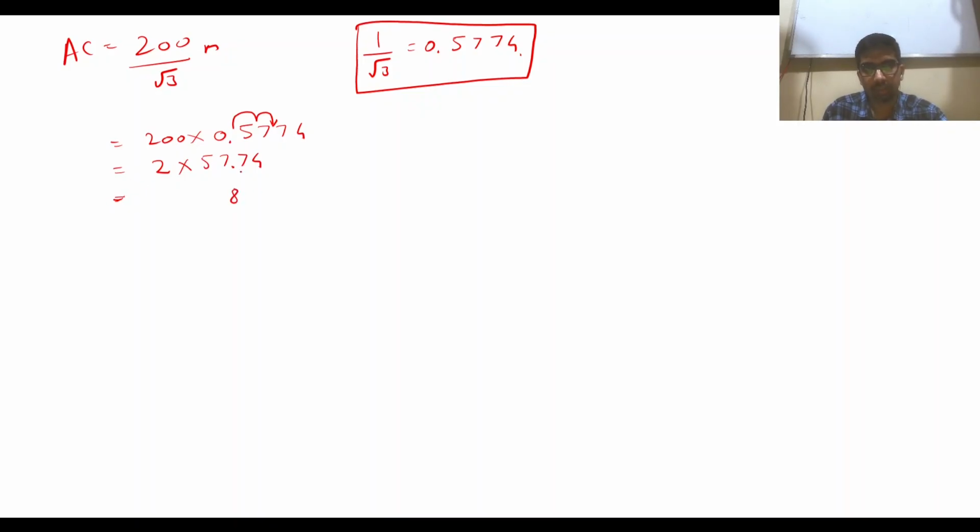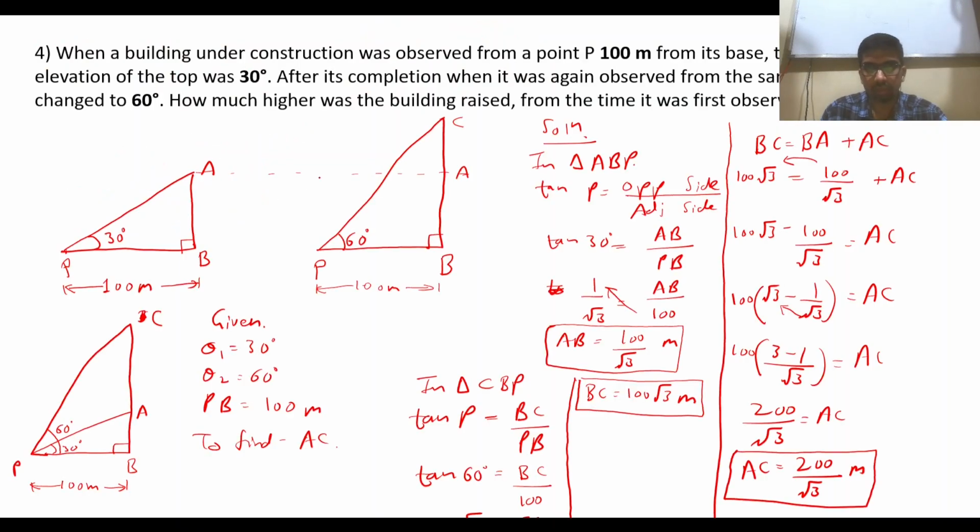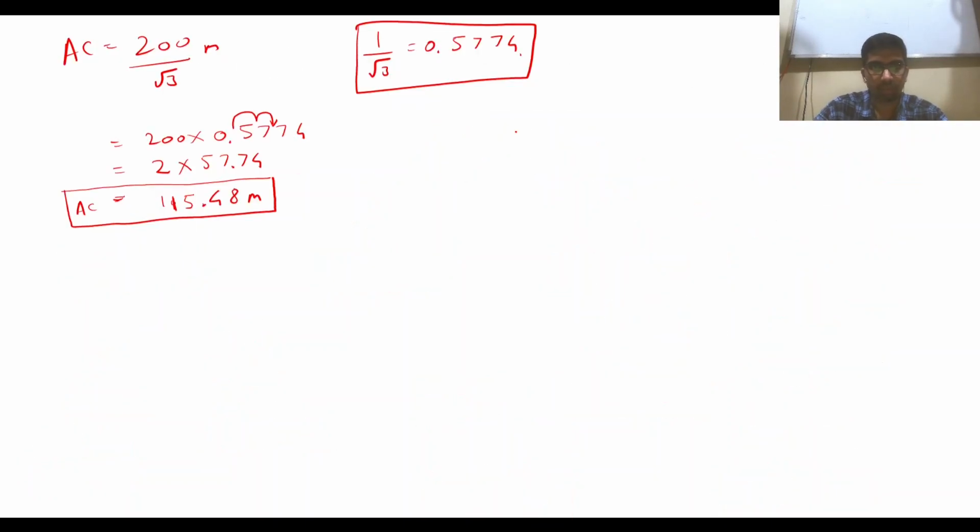Now normal multiply. 2 into 4, 8, 2 into 7 is 14, carry 1, decimal, 7 into 2 is 14 plus 1 is 15, carry 1, 2 into 5 are 10 and 1 is 11 आएगा. ठीक है. Check once again. That's right. So 8, 14, carry 1, 11. So AC is 115.48 meters. So the increase in height is 115.48 meters. So this is a very tall building. Okay. So got it. This is the way on how you have to solve this.